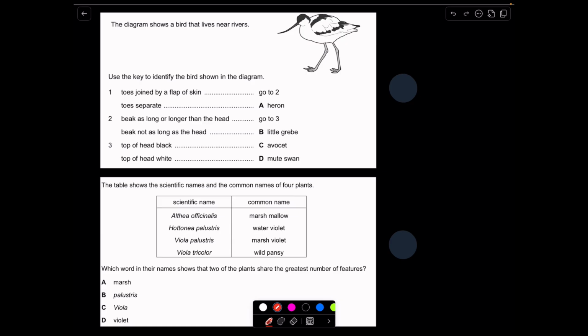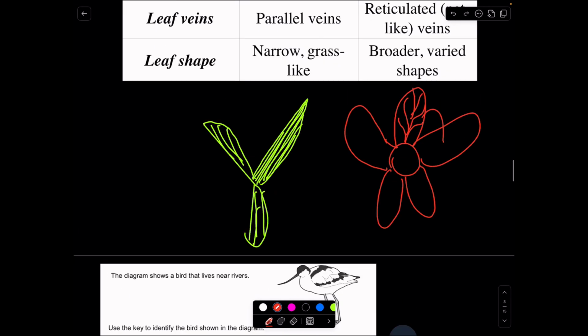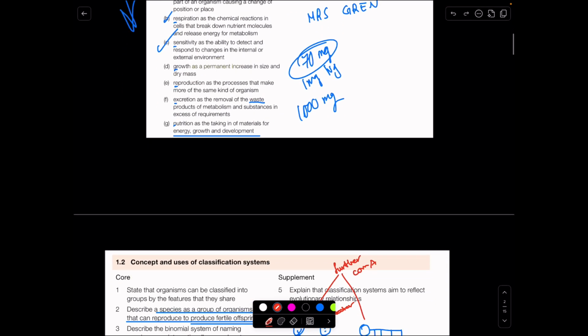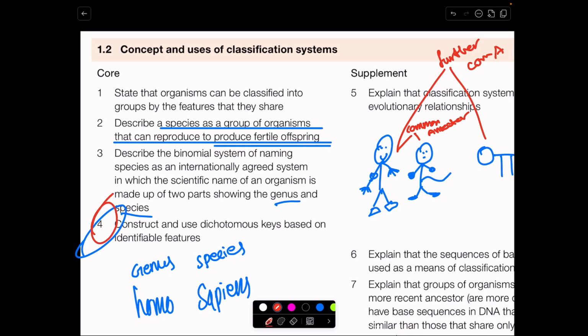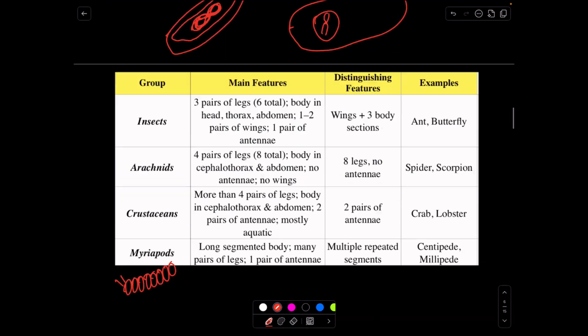Now, these are all from the extended papers, the paper 2 MCQs for the CIE board. The diagram shows a bird that lives near rivers. Use the key to identify the bird shown in the diagram. So question 1 is talking about the classification key that we talked about, guys. Remember when we talked about here, that you need to be able to construct and use dichotomous keys in point number 4 based on identifiable features. So this is a dichotomous key.